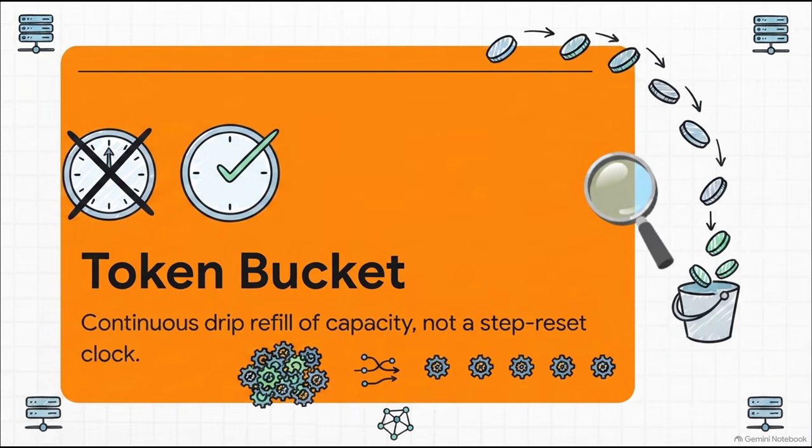But how do those dials actually reset? Well, they rely on a token bucket algorithm. Think of it as a continuous drip refill of capacity rather than a step reset clock that magically clears your slate right at the top of each minute. Because that capacity trickles back in constantly, spreading your requests out evenly is always a vastly better strategy than just bursting everything at the start of a window.